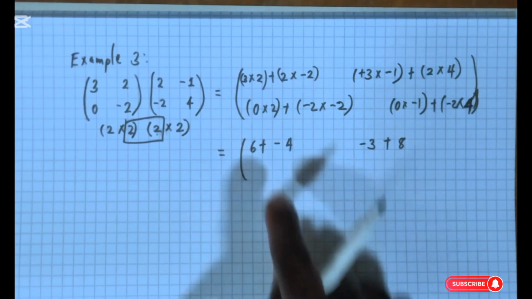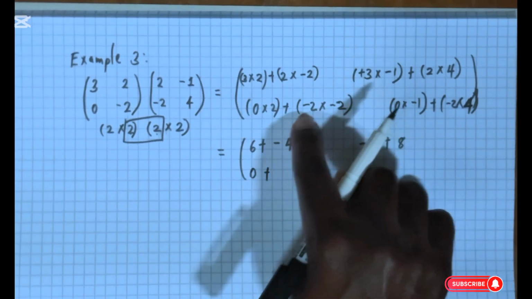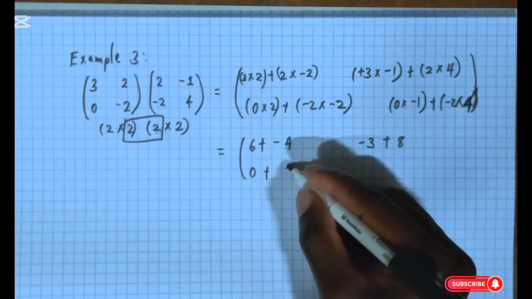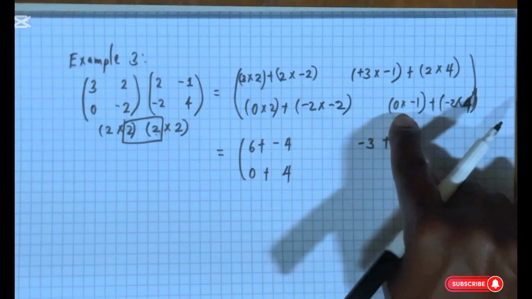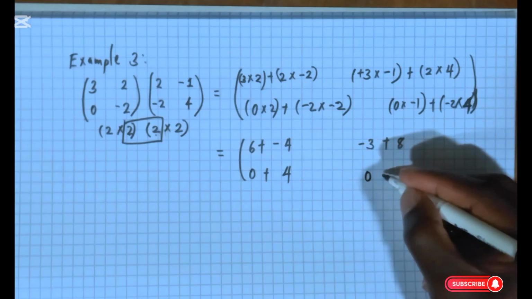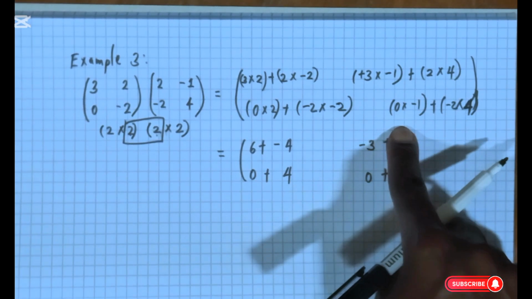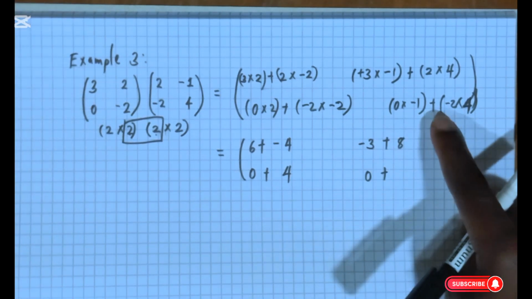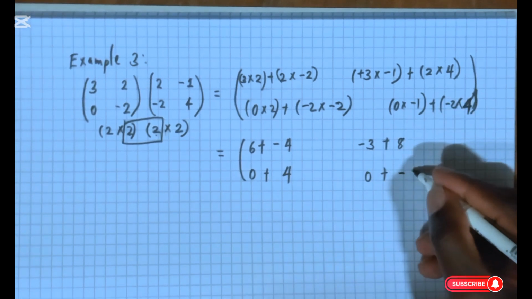So coming down here, we're going to have 0 times 2 giving us 0, plus negative 2 times negative 2 giving us 4 right there. Here we're going to have 0 times negative 1 giving us 0, plus negative 2 times 4, which is going to give us negative 8. Remember, any number multiplied by 0 is 0.